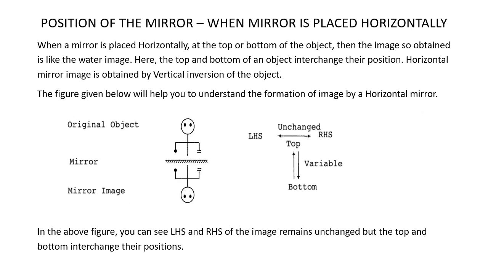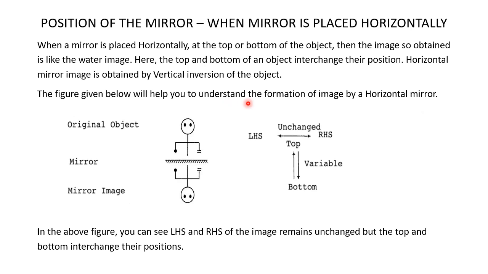Let's now see what type of image is obtained when a mirror is placed horizontally. Now, when a mirror is placed horizontally at the top or bottom of the object, then the image so obtained is like the water image. Here, the top and bottom of an object interchange their position in the mirror image. A horizontal mirror image is obtained by the vertical inversion of the object.